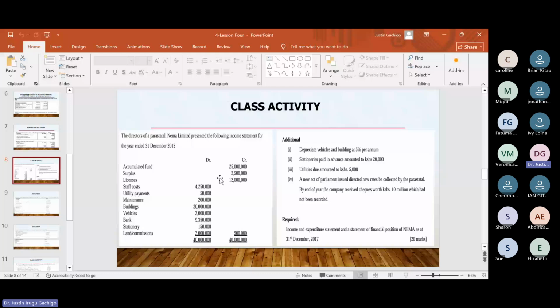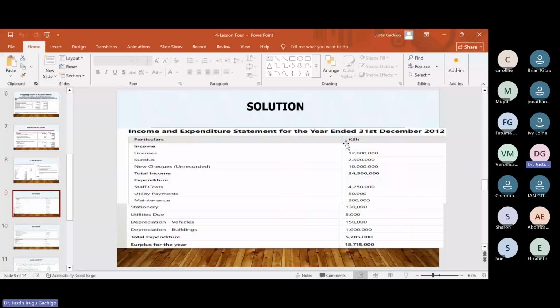So license is 12 million, that one there. Then we have the surplus, it is 2.5. Then we have the new check that I've just talked about, which is 10 million. And this gives you a total income of 24 million and half a million. That's the total income. So let us look at the expenditure.